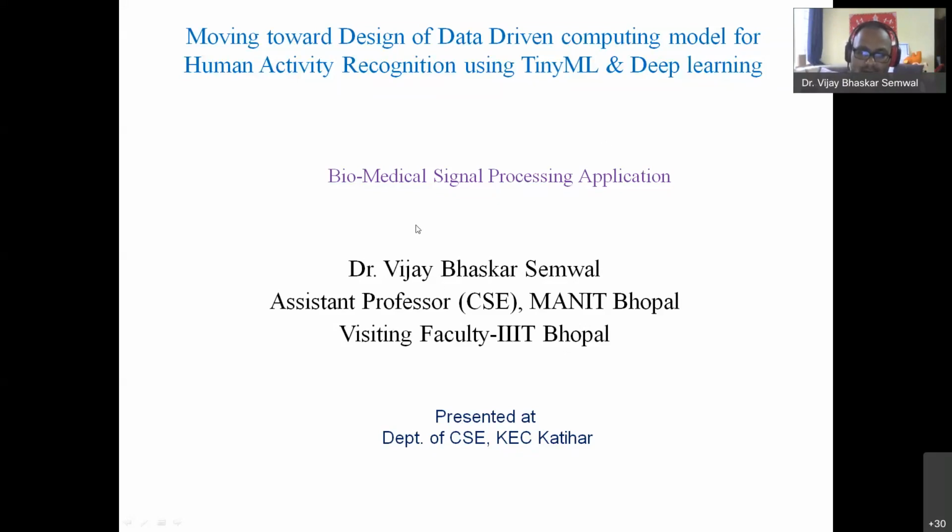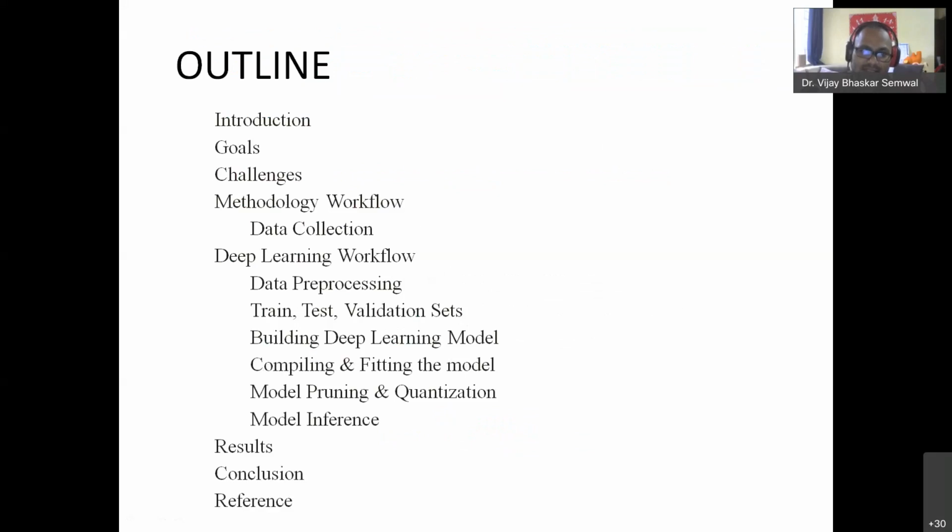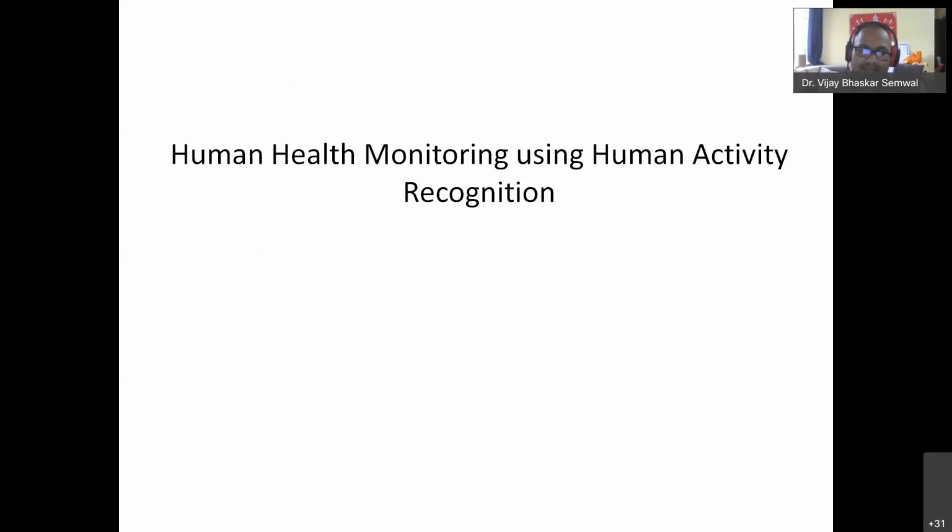In this presentation, I will discuss the detailed workflow: data collection, data processing, dividing into training, testing, and validation, and all other things. First, I will discuss human activity recognition. What is human activity recognition? How are we collecting data, and how many different activities' data have we captured? How is gait helping to monitor human health? How accurately can it monitor, and what parameters can it decide?